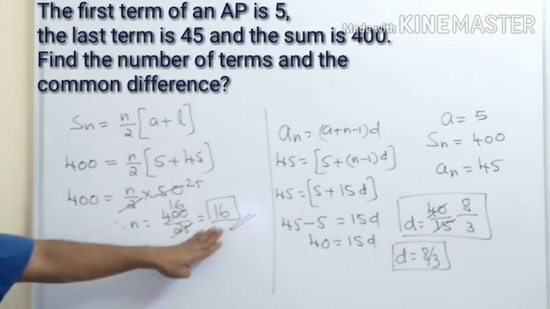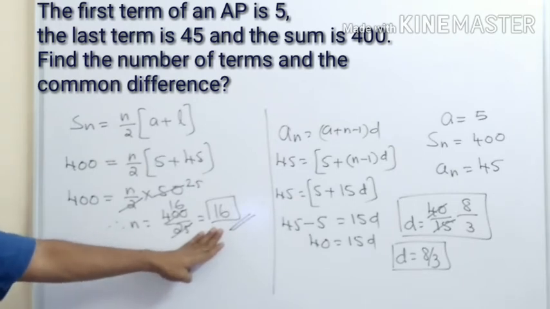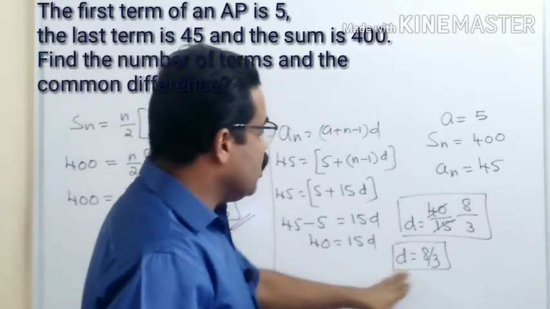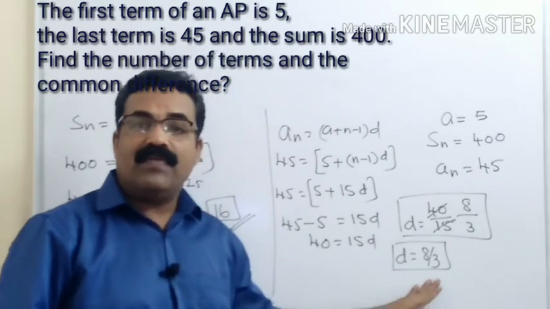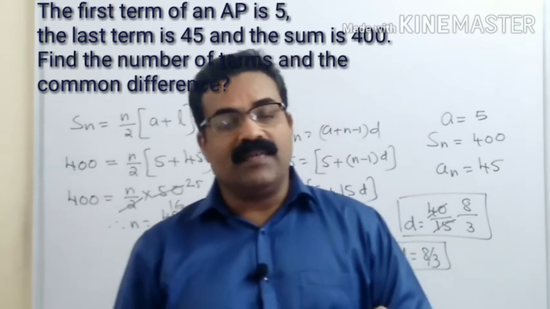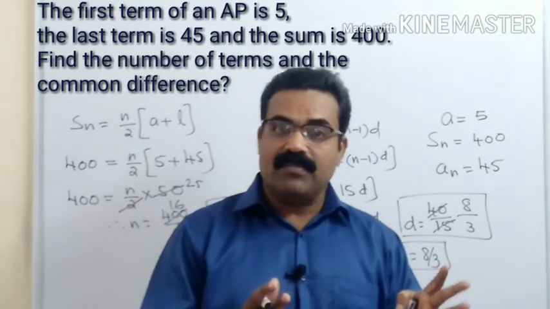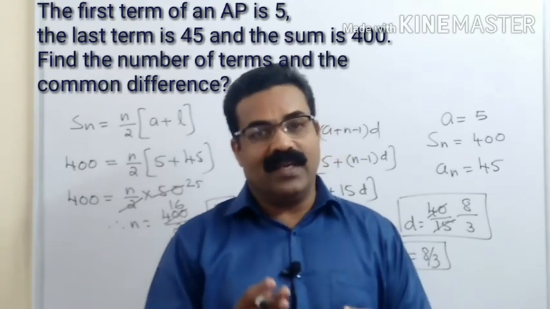n cannot be a fraction. n is always a positive integer. So n is equal to 16 and we have solved d is equal to 8 by 3. So this is the way we have to approach this type of question. Sn is given to you, an is given to you, the first term a is given to you. We need to find the number of terms n and the common difference d. Please note it.